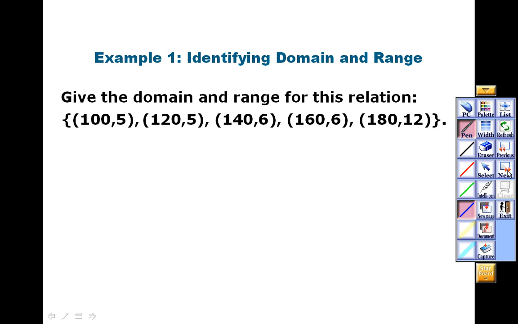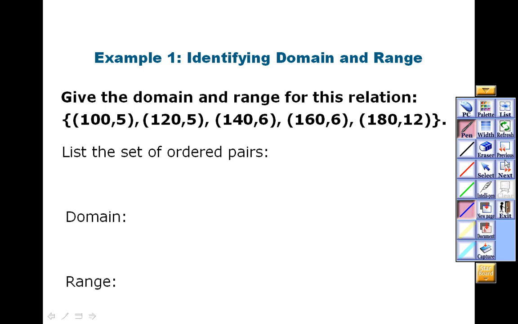So let's look at an example. Give the domain and range for this relation. So we're given this list of ordered pairs. So if we were to list out the set of ordered pairs, give the domain and range, let's do just that. The set of ordered pairs is given to us as ordered pairs, so that's exactly what we'll write.